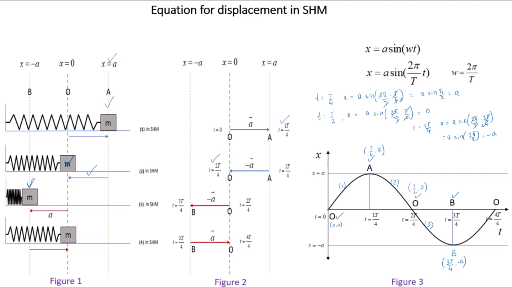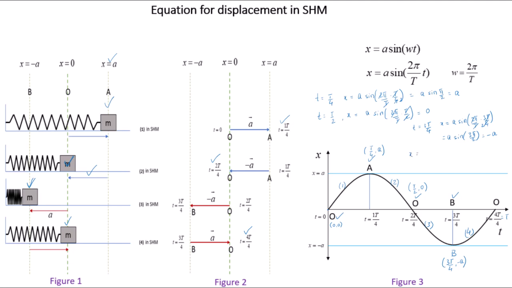And now let's see the final quarter of the cycle, when the particle is coming back from B to the central point O. So it is happening at the end of the period T. This is our fourth quarter, when the object is moving from B to O, and at time t equals 4T over 4, which is nothing but T. Let's see what the value of x is.